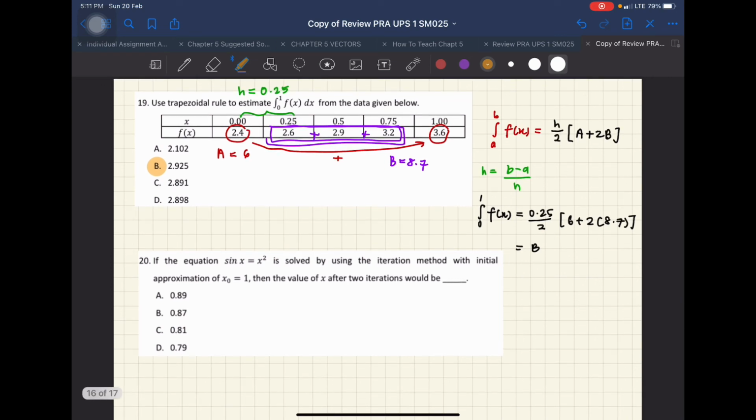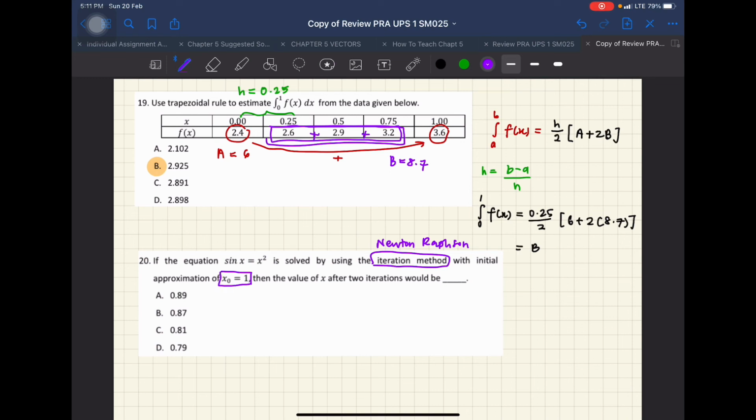Okay, sikit lagi. So number 20. If the equation sin x equal to x square is solved by using the iteration method. Okay, so dia cakap dekat situ iteration method. So actually iteration method refers to Newton-Raphson method. Okay, so dia benda yang sama, nama lain dia. Abang Newton punya method. Okay, so dia cakap kat situ lagi, initial approximation of x0 equal to 1, already given the x0 for you.